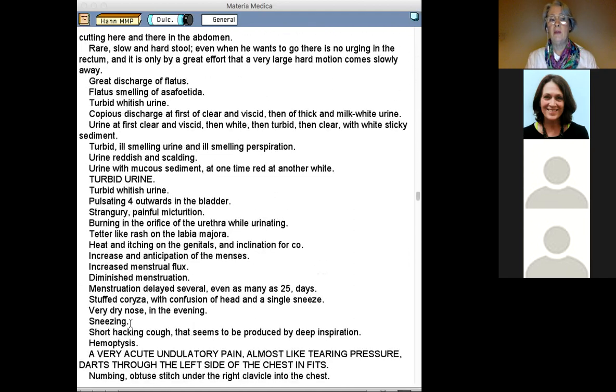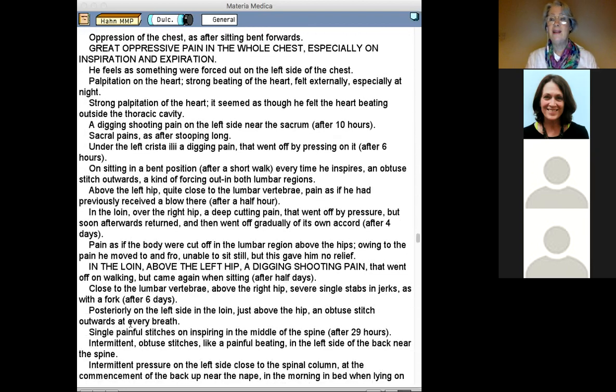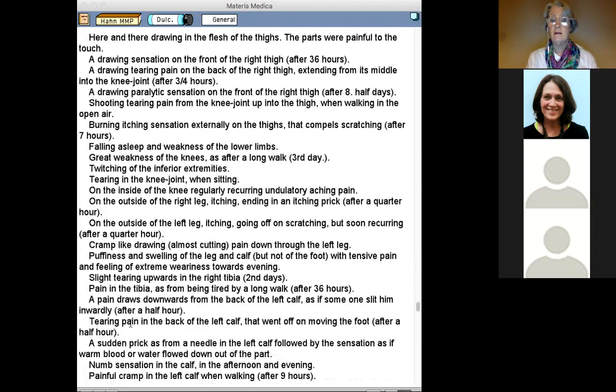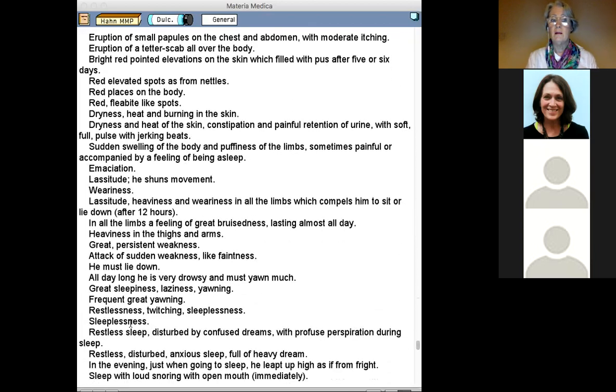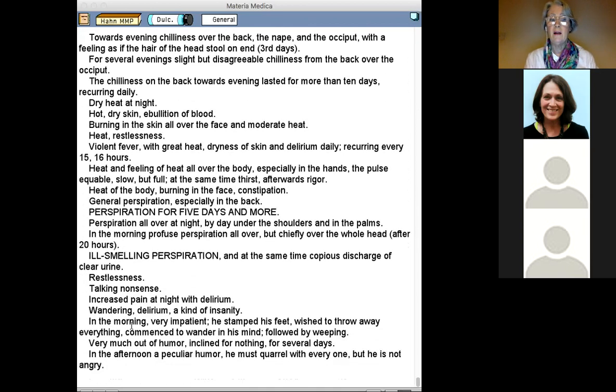Just keep going. That's a lot of stuff. Holy moly. Very much out of humor, inclined for nothing for several days. In the afternoon, a peculiar humor. He must quarrel with everyone, but he's not angry. Okay, on that note, we are going to leave Hahnemann's Materia Medica Pura right where it is.